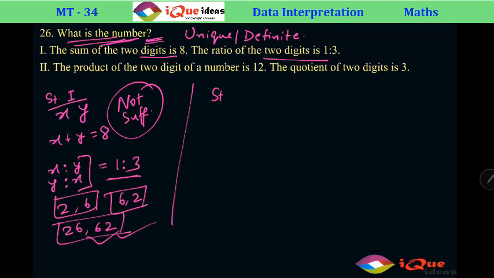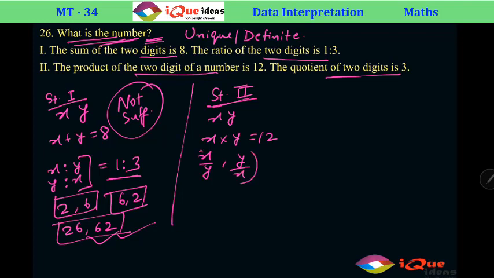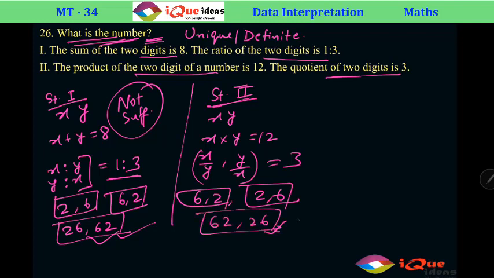Now let's take statement 2. It's saying the product of the two digits of a number is 12. If it's a two-digit number, then the product x into y equals 12. The quotient of the two digits is 3. Again there is trouble: whether it is x upon y or y upon x, we can't say. But the ratio is equal to 3. So the combination is going to be 6, 2 or 2, 6. We can get the number as 62 and 26. Still we are not able to find a definite answer. So the second statement also is not sufficient.